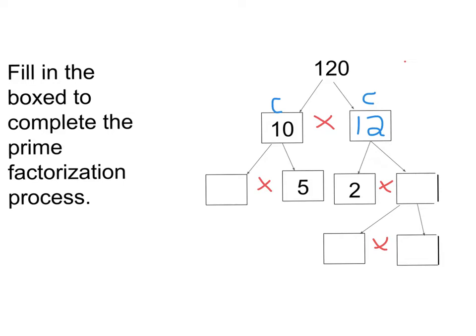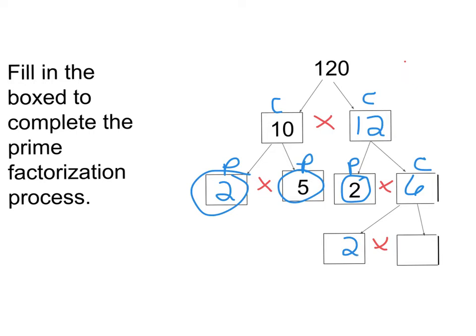So now it's 10. I'm going to break it down to 2 times 5. So that's prime, so I'm keeping those. I'm going to circle the prime numbers. Then I'm going to go ahead and continue with the 12. 12 is going to be 2 times 6. So I know this one's prime, so I'm circling it, but this is still composite, so I'm going to continue breaking it down. So 6 would be 2 times 3.